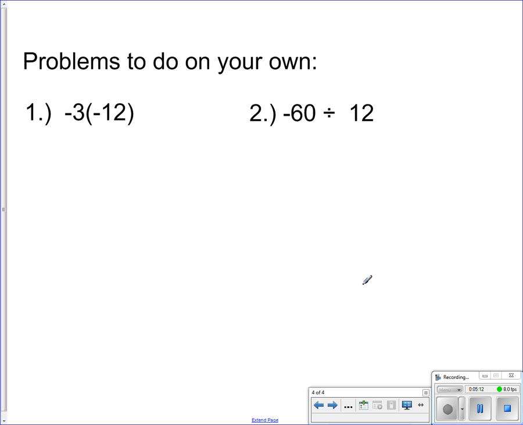Here are the two problems that I would like you guys to do on your own. We'll check them tomorrow in class, so make sure you have them done in your notes. And if you need to go back and watch anything again, rewind, watch it again, pause it, do whatever you need to do, make sure you understand. We'll go over this in class tomorrow.